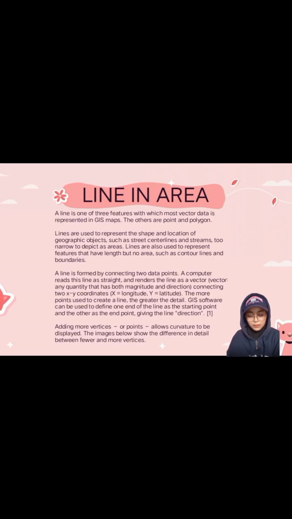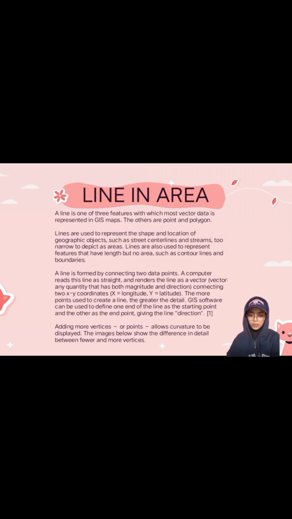So what is the line in area? A line is one of the three features with which most vector data is represented in a GIS map. There are points, lines and polygons. Lines are used to represent the shape and location of geographic objects such as streets, center lines, and streams. Too narrow to depict as areas, lines are also used to represent features that have length but no area, such as contour lines and boundaries. A line is formed by connecting two data points. A computer reads this line as a trace and renders the line as a vector.